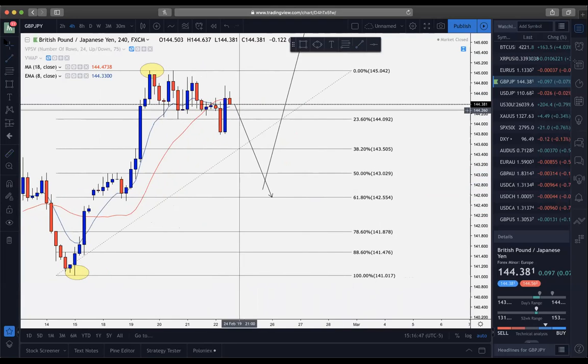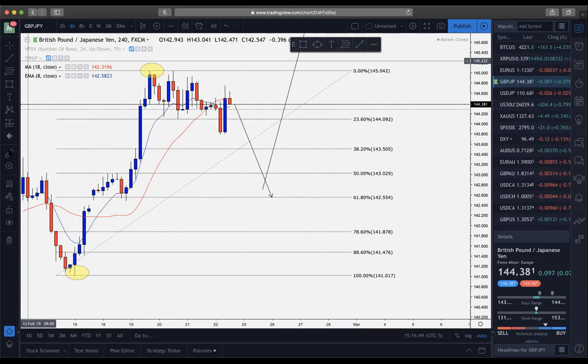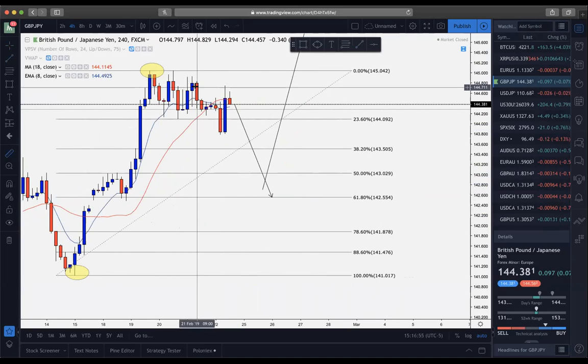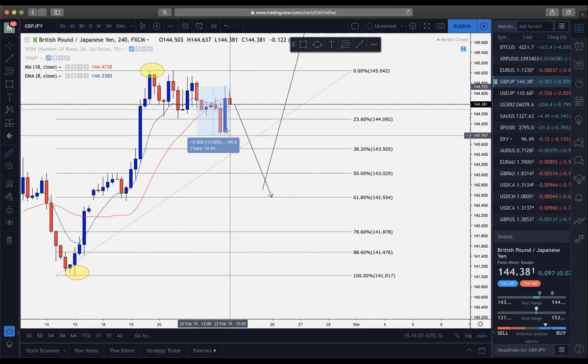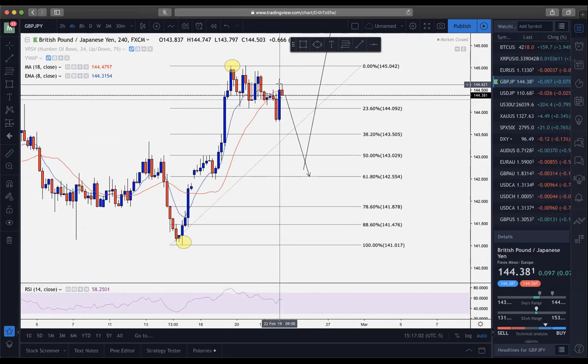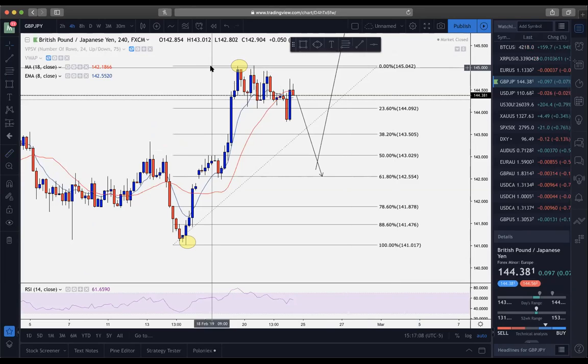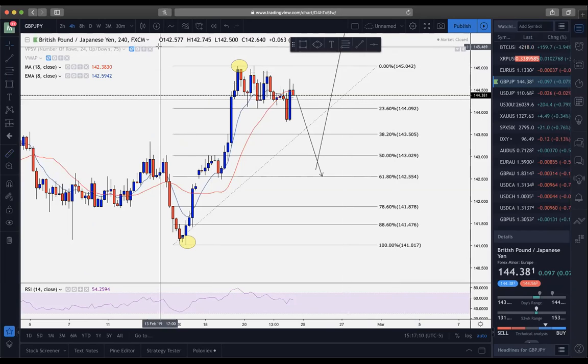Personally, I've been in a sell on GK for a minute. I should have got out here, but I wasn't paying attention. I have an entry here. GJ pays a lot of pips. I was looking to go long too for GJ. Yeah, I mean, I see it going long.